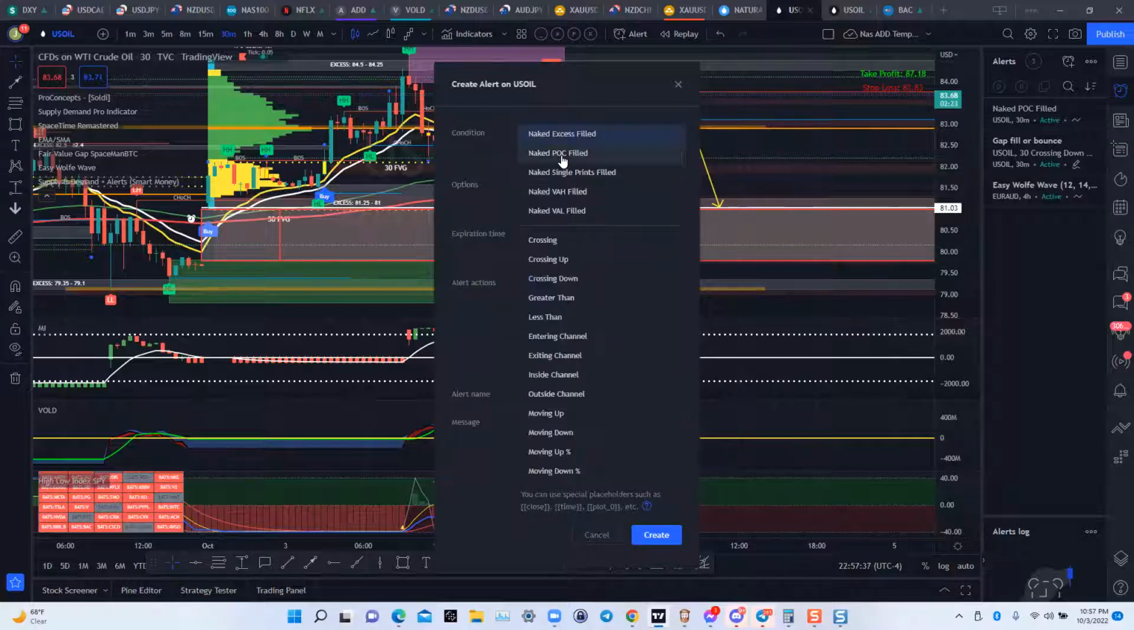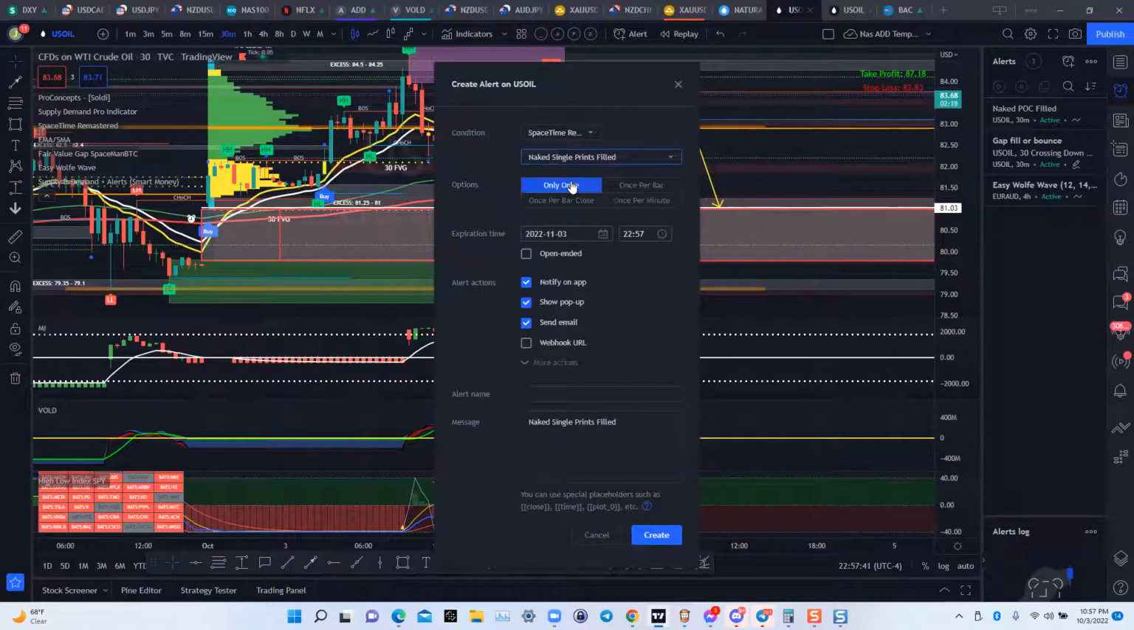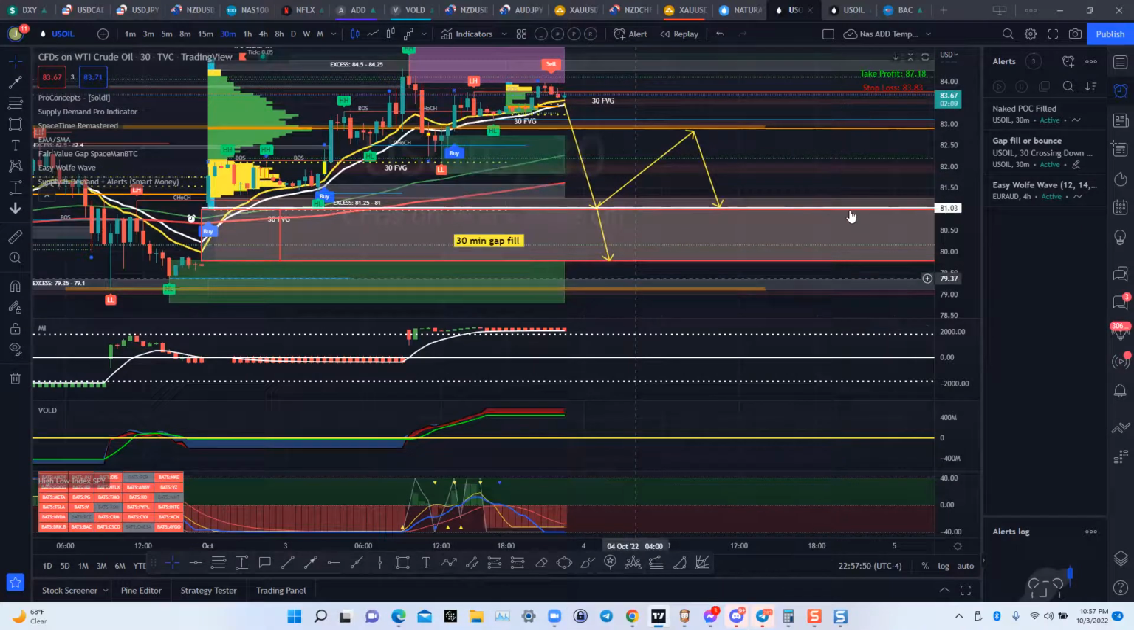That's PLC filled. So I can come as naked fingerprints filled. Point of control, right? This one here. And I don't know what these are. I haven't played with them. I know what they are, but when they alert, I don't know what they do. Right, you don't know what they're alerting.